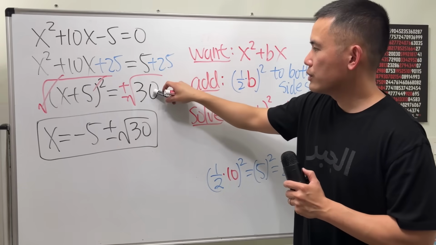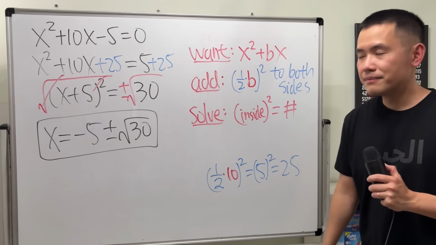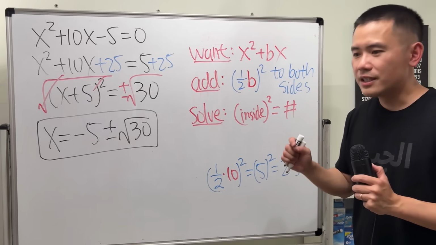Yeah, it takes 1, 2, 3 steps. That's all. And of course, I just wrote down the notes right here for you guys. Yeah, so definitely give completing a square method a try.